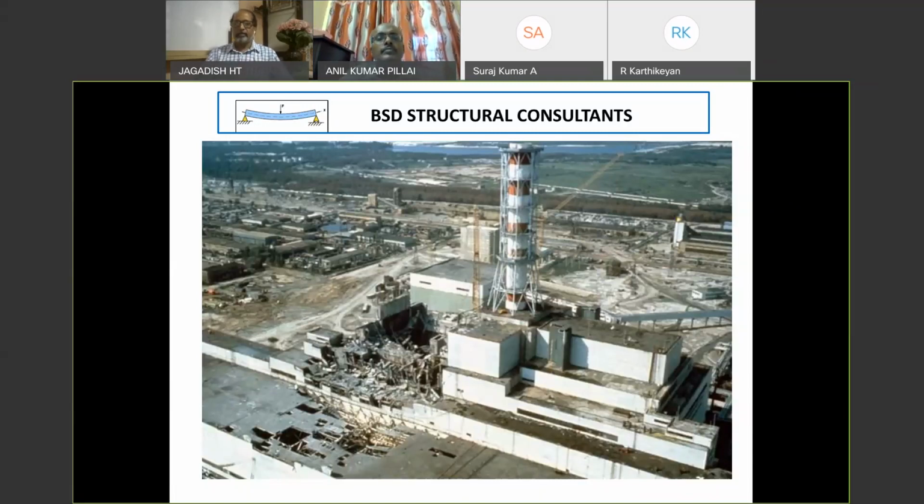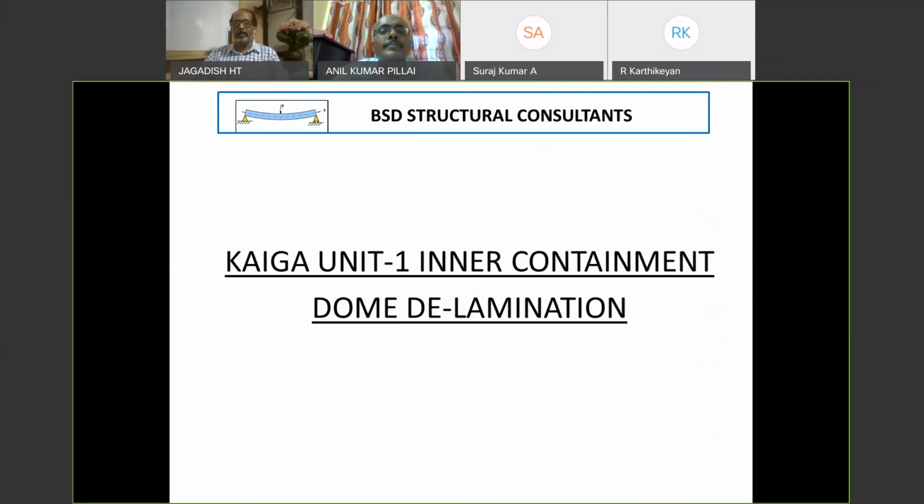Okay, this was my topic for today. But this morning I got some suggestions from several of your engineer attendees that I need to talk about Unit 1 inner containment dome delamination. Yeah, there was a question now also. Yeah, the same question was put. Yeah, right. I mean, it's a topic which was debated a lot.